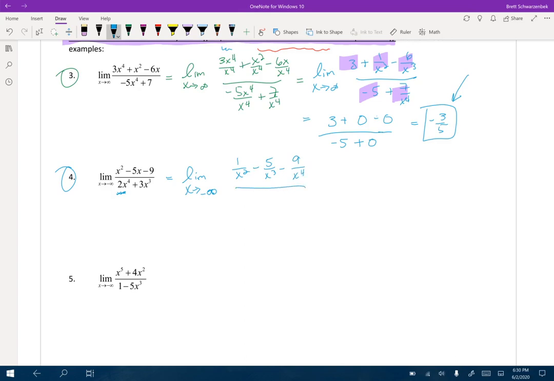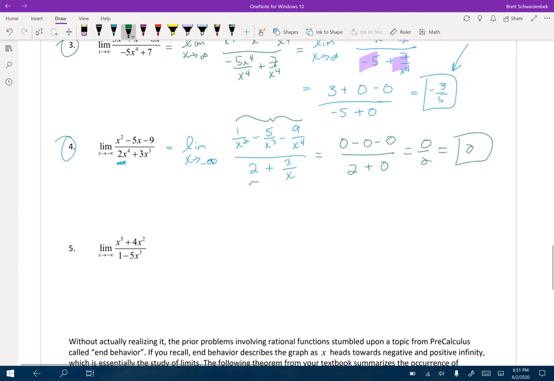What's 2x to the fourth over x to the fourth? It's 2. And what's 3x cubed over x to the fourth? It's 3 over x. So now what can we do? We can then apply this limit individually to each value. All 3 of these on the top are constant over x to the r. So we're going to get 0 minus 0 minus 0. Then we have a constant sitting here, and then we have another 0. So what do we get? We get 0 over 2, which is 0. So the limit in this problem is clearly 0.